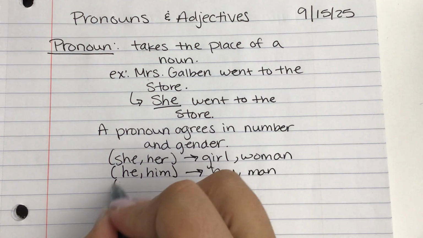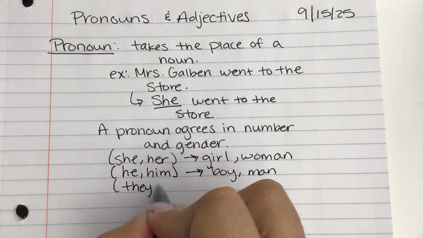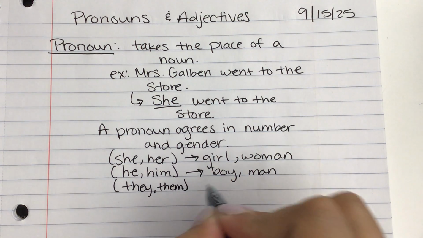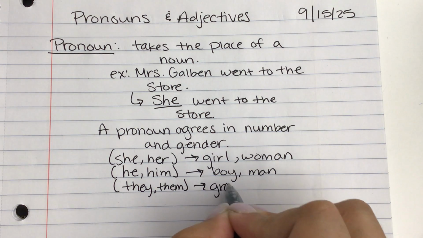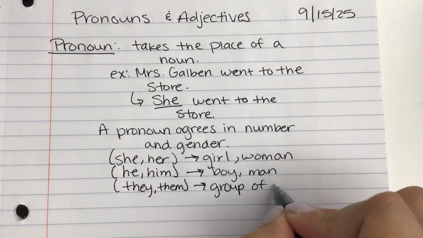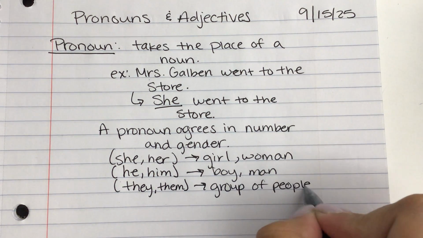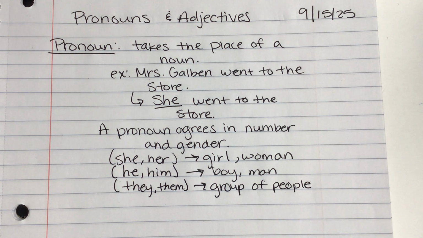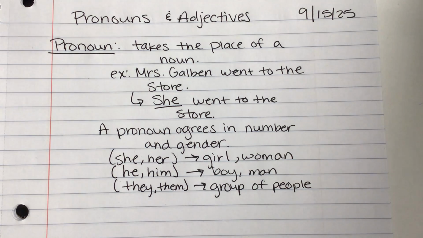And then they, them is usually a group of people. Okay, so if we said Mrs. Galbin and her family went to the store, to shorten that, you would say they went to the store, because you're talking about a group of people. You're talking about Mrs. Galbin and her family. Okay? All right, next part.